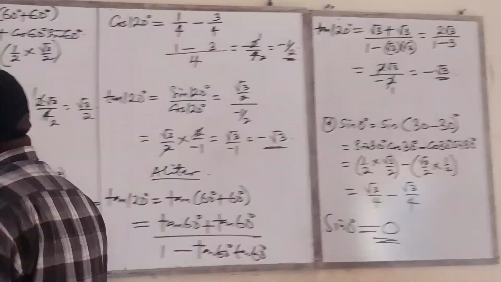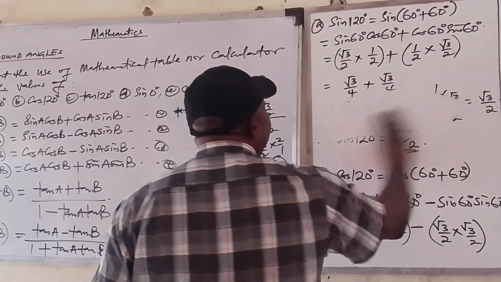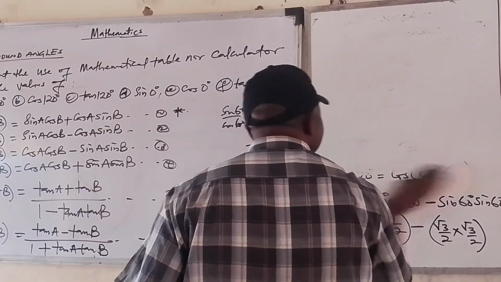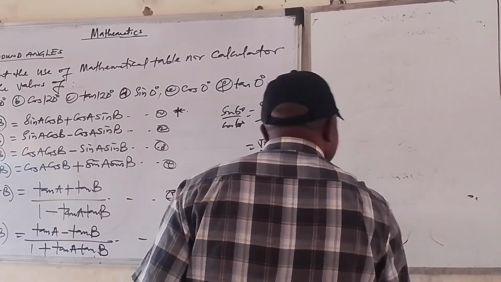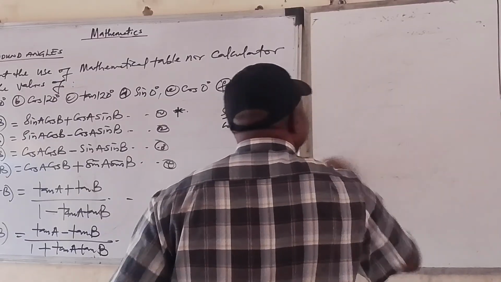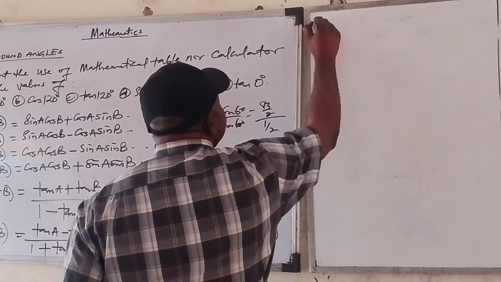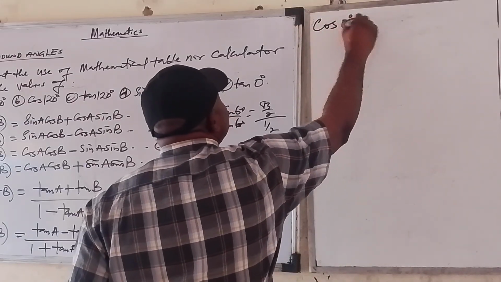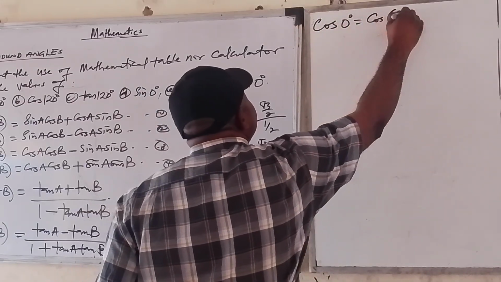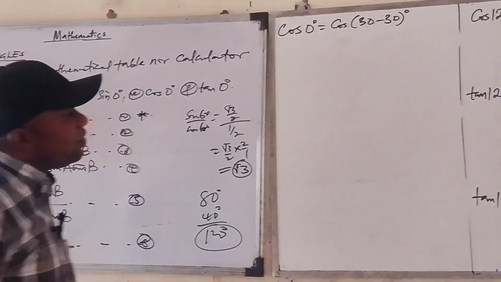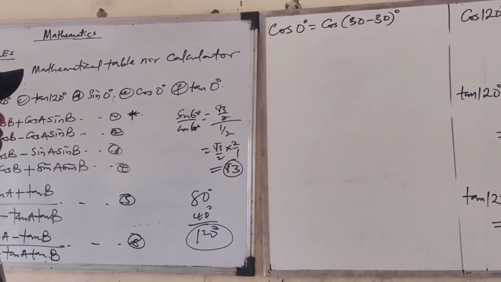Now let's look at cos 0 degrees. For cos 0 degrees, cos 0 degrees is equal to cos of 30 minus 30 degrees, or 45 minus 45, or 60 minus 60, since we have the values of the special angles.